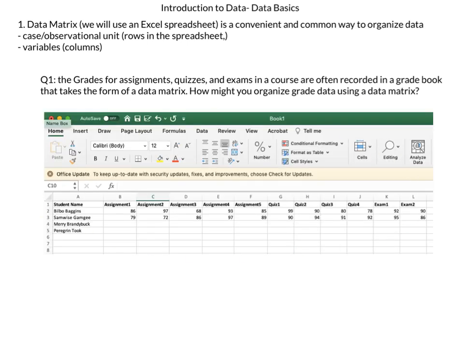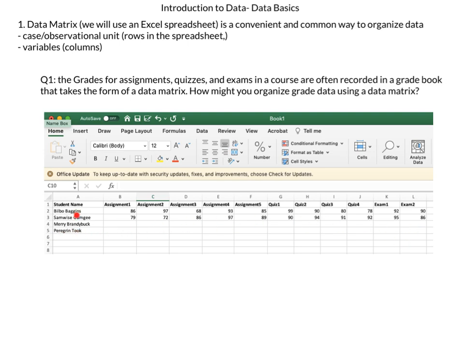Here, I've organized my data in an Excel sheet. I have my student name, assignment 1, 2, 3, 4, 5, quiz 1, 2, 3, 4, and exams 1 and 2. So each row represents one student's grades. So here we have Bilbo Baggins with his grades, Samwise Gamgee with his grades, Mary Brandybook, but I didn't actually put in grades, and Peregrine Took, which I did not put in grades.